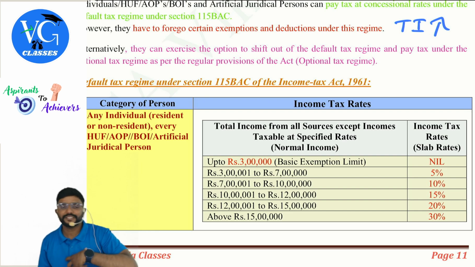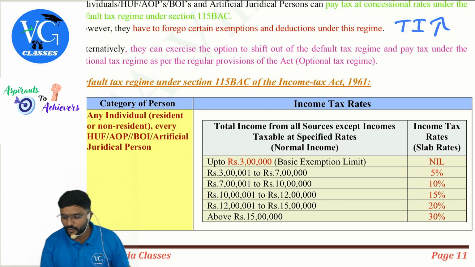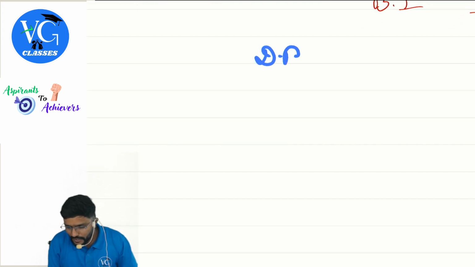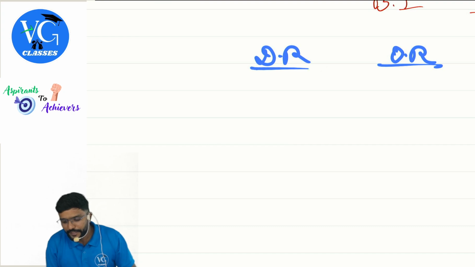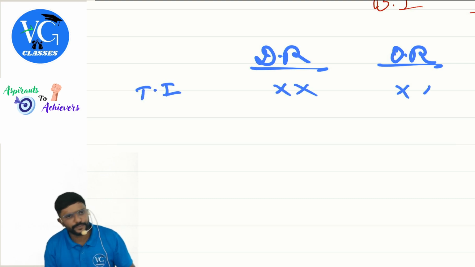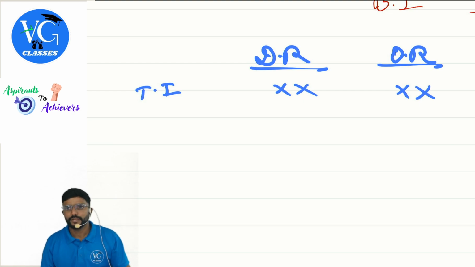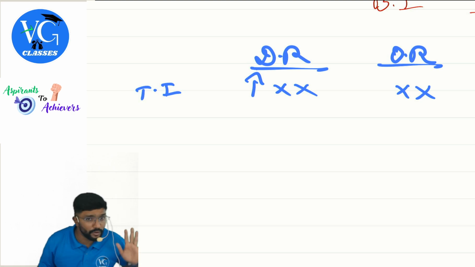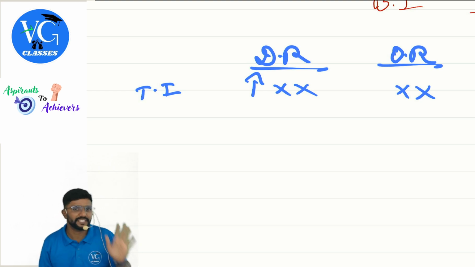Now, if you ask me, sir, which is beneficial, which one should I follow? Guys, you have to do the calculation under both the default regime and the optional regime. First calculate total income under both. In my understanding, total income under the default regime will be more when compared to the optional regime, because, as I told you, a few deductions and exemptions are blocked. There can be a few cases where it is equal also, but in the majority of cases it will change because of the blockage of deductions and exemptions.